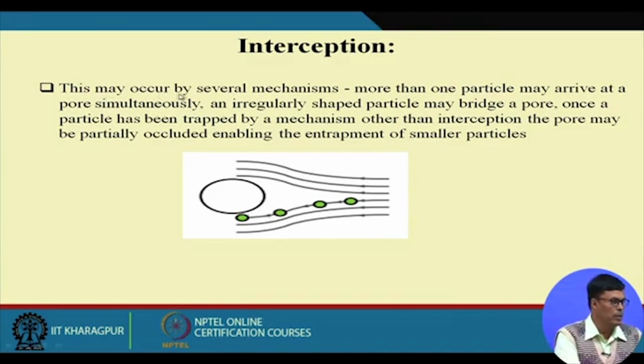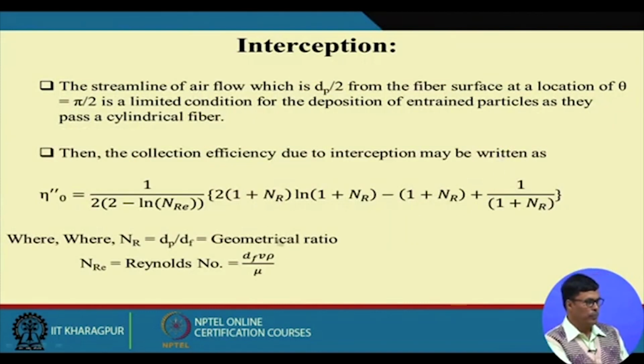So this occurs by several mechanisms. More than one particle may arrive at a pore simultaneously, and irregularly shaped particles may bridge a pore, and once a particle has been trapped by a mechanism other than interception, the pore may be partially occluded, enabling the entrapping of smaller particles. So this is a problem that we have. Now, the collection efficiency due to interception is expressed like this.